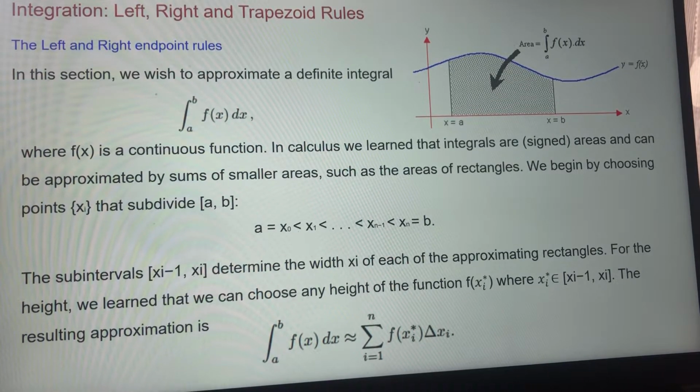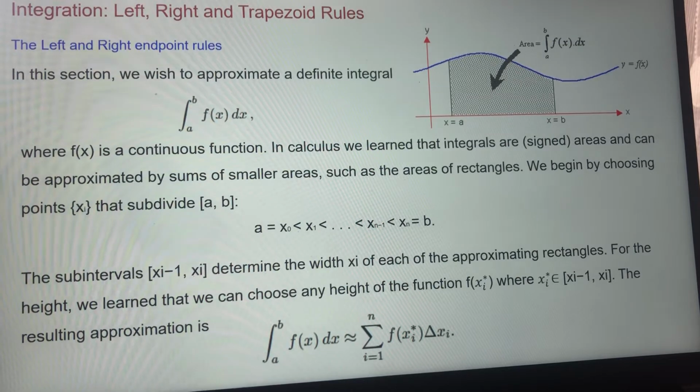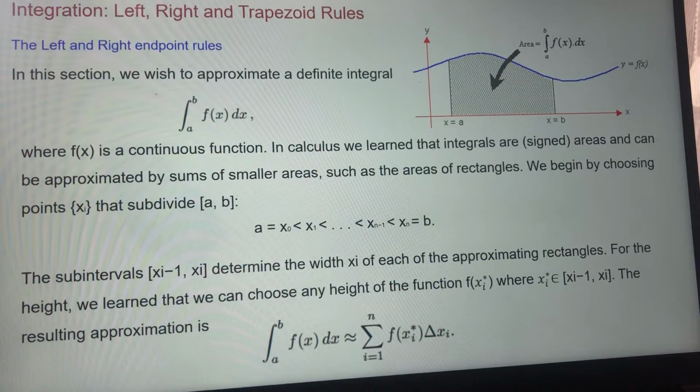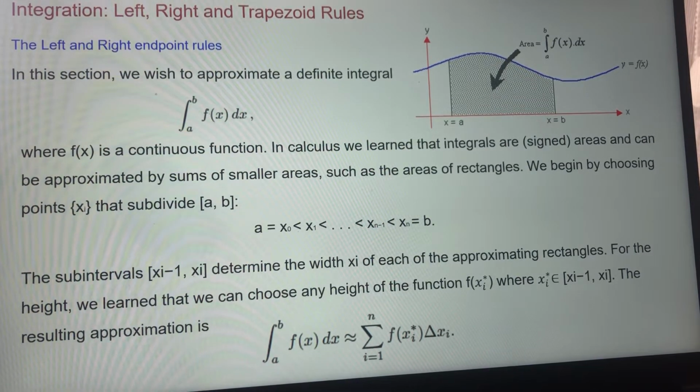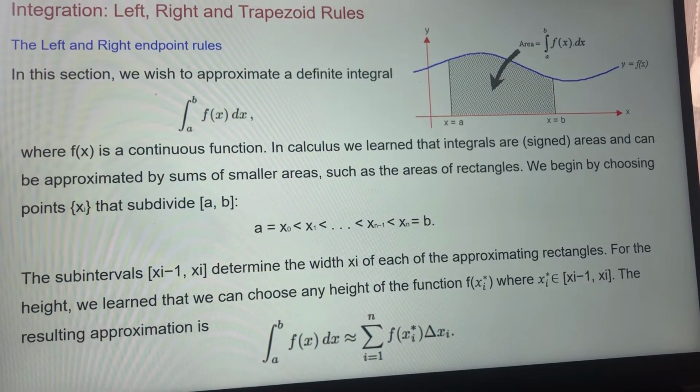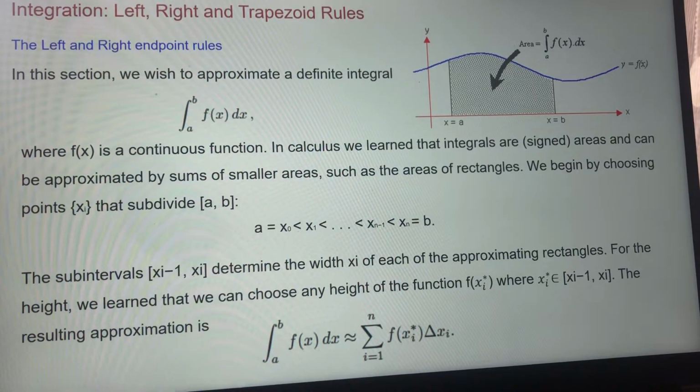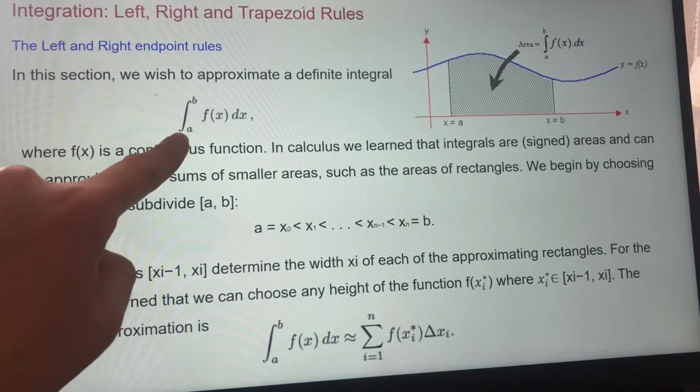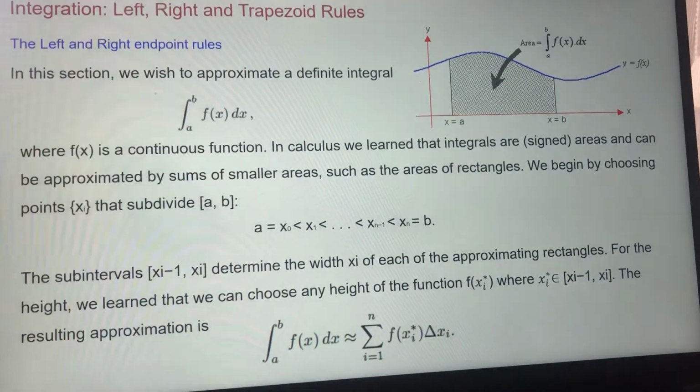Left endpoint rules, right endpoint rules, or left sum, right sum also. Maybe you saw it in calculus. And also, what else? The midpoint rule, trapezoidal rule, and the Simpson's rule. So we will be covering 5 different methods to be able to find numerical results of this integral from a to b f of x dx.